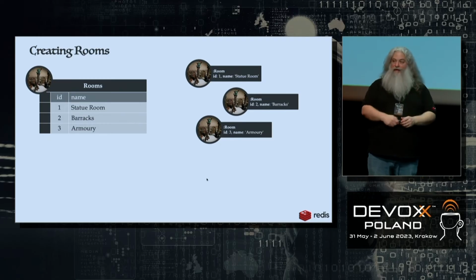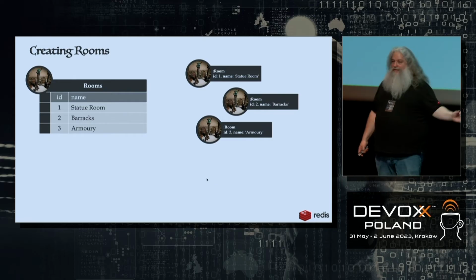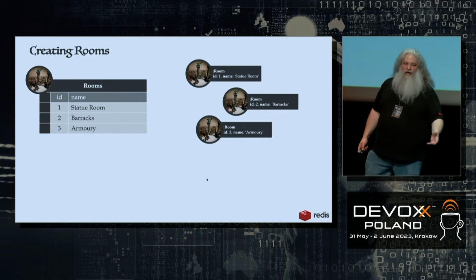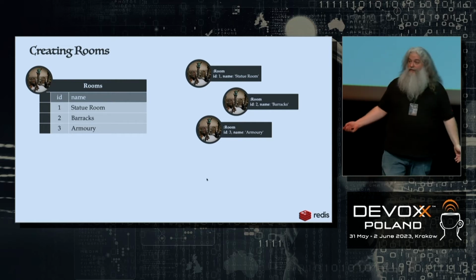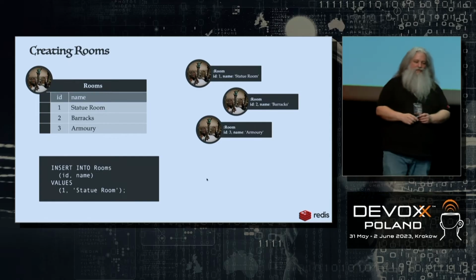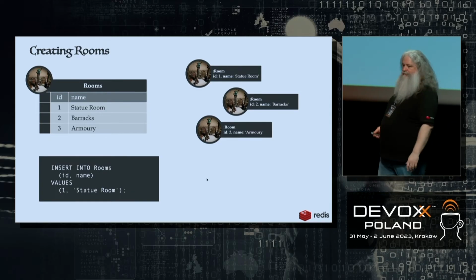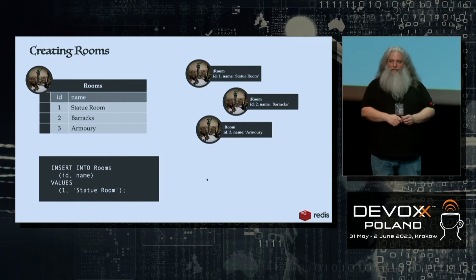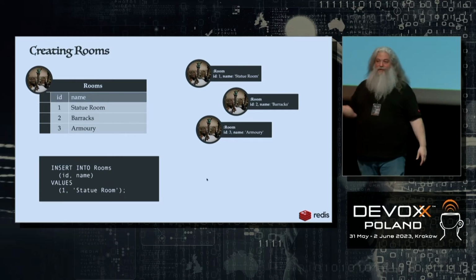And so to create a room, for starters, you have to have a schema. And so there's a table that exists, and we know it has an ID and it's numeric, and then we know it has a name and it's a string. And to then insert something into that table, we use an insert statement. Insert into rooms, the columns we care about, the values for those columns. And so here we're inserting the statue room. So we've done this a million times. How do we do this with Cypher?